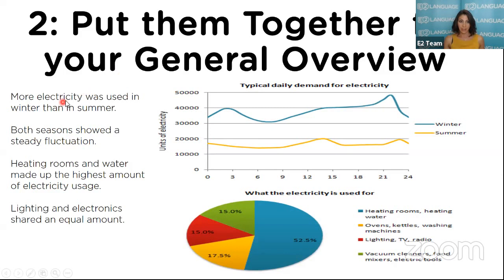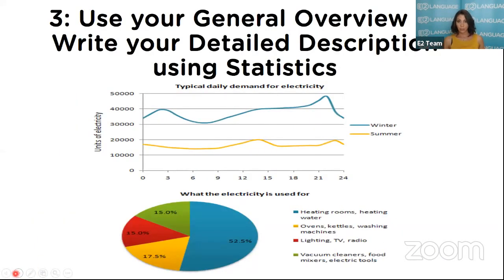Now we want to put these trends together for our general overview. So what do we have here? More electricity was used in winter than in summer. Both seasons showed a steady fluctuation. Heating rooms and water made up the highest amount of electricity usage, and lighting and electronics shared an equal amount. So these are the trends that I selected and chose to report on. Now we want to take those and use them to write our detailed description.